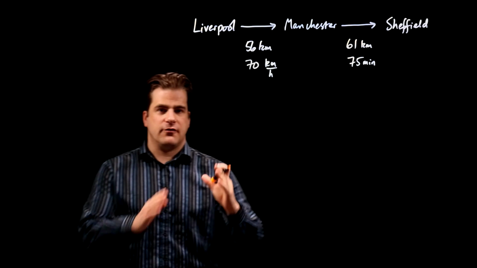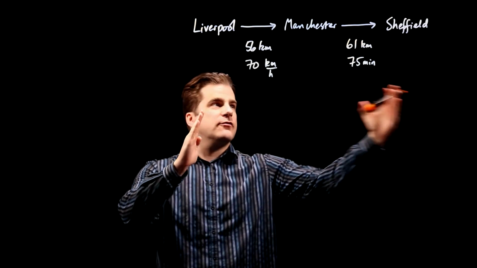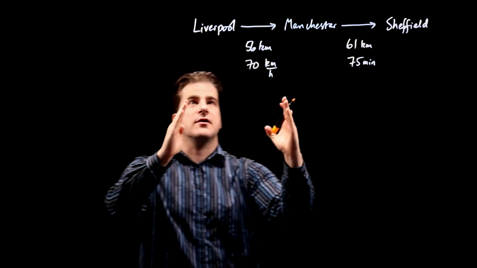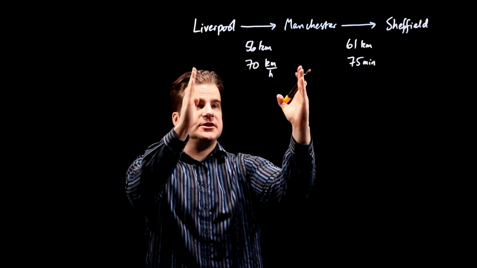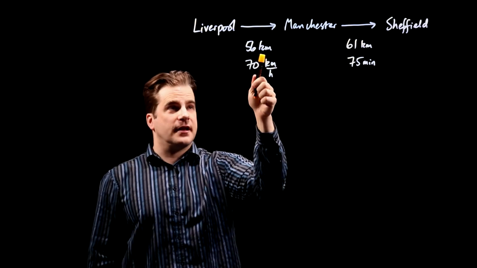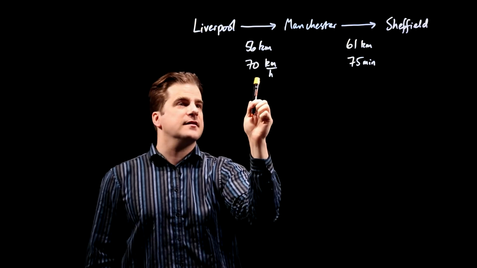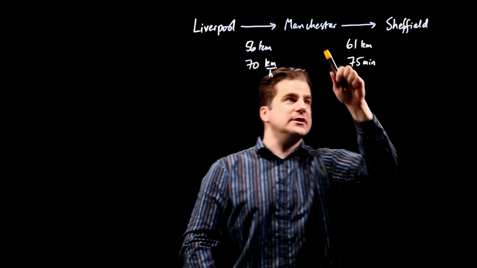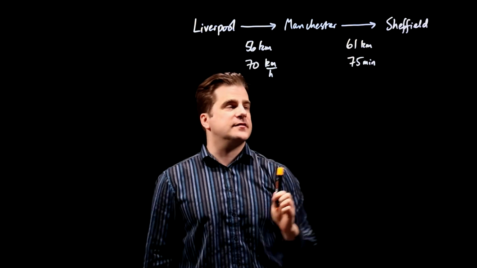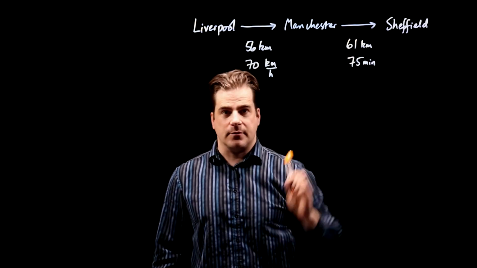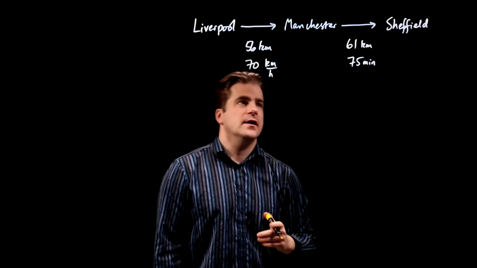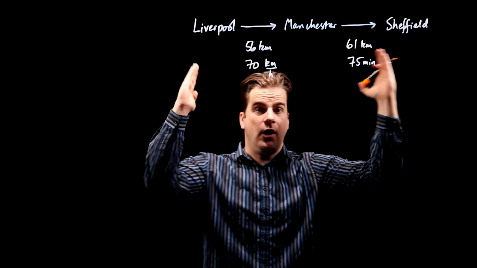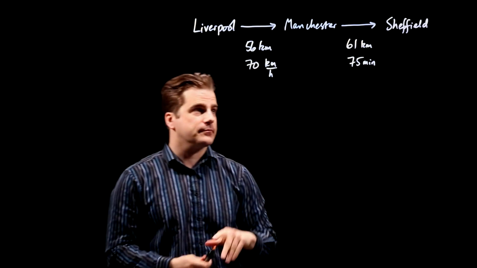Okay, we have a car journey from Liverpool to Sheffield, but it's split into two parts, right? First part is from Liverpool to Manchester: a distance of 56 kilometres, a speed of 70 kilometres per hour. And the second part is from Manchester to Sheffield: distance of 61 kilometres, time of 75 minutes, okay? And our task is to work out the average speed for the whole journey, okay?